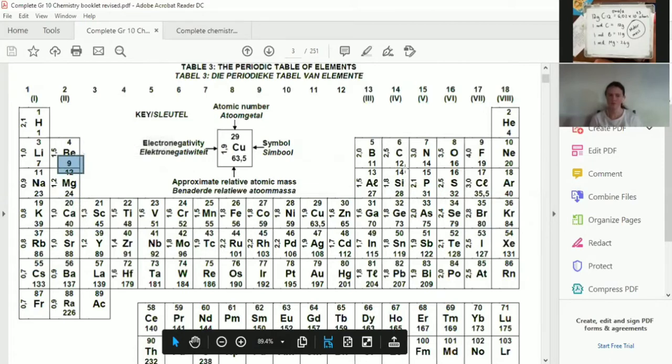Careful though of diatomic elements. So a diatomic element like oxygen, oxygen weighs 16 grams, but that's 1 little oxygen. Now oxygen doesn't like to be by itself, so oxygen always bonds to another oxygen. So actually 1 mole of oxygen, and we should write it as O2, weighs 32 grams.